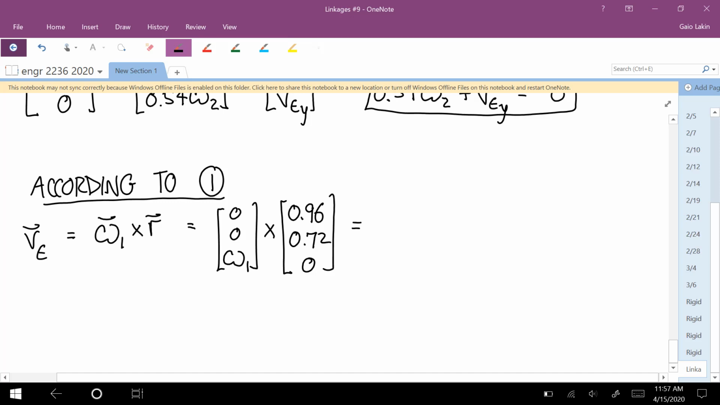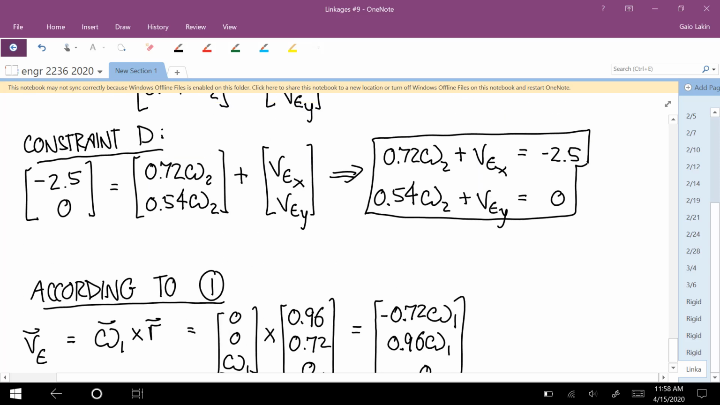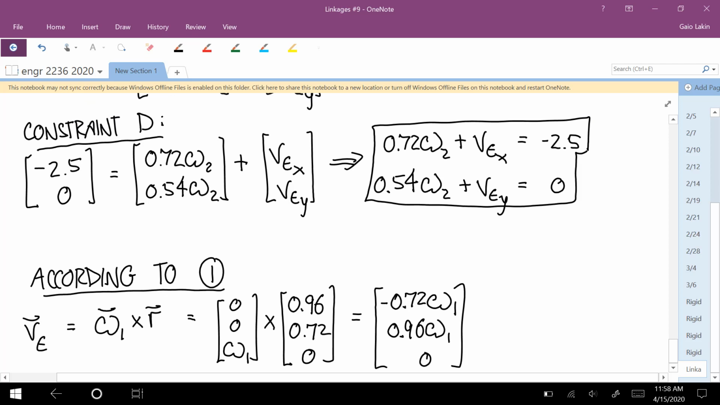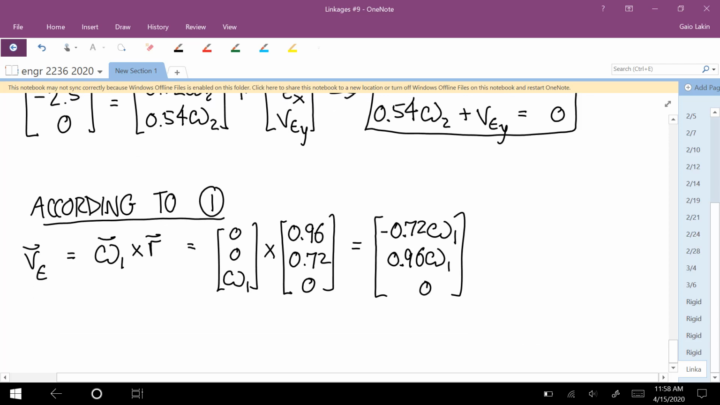And so that gives us negative 0.72 omega 1 and positive 0.96 omega 1, 0. And that's our VE. So now we can plug that in for the VE up here.